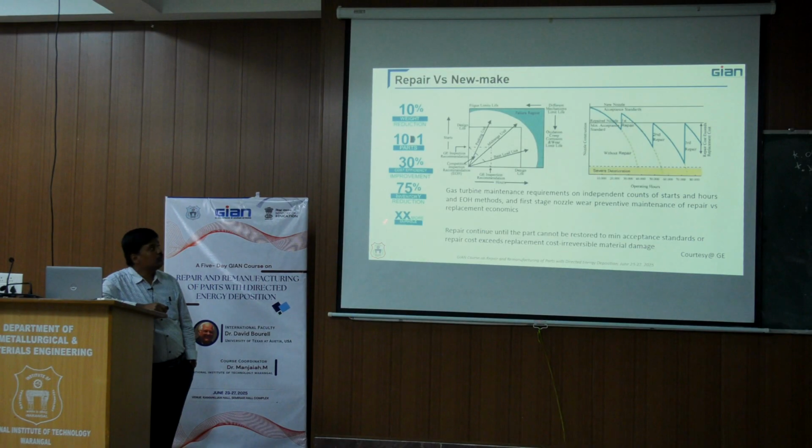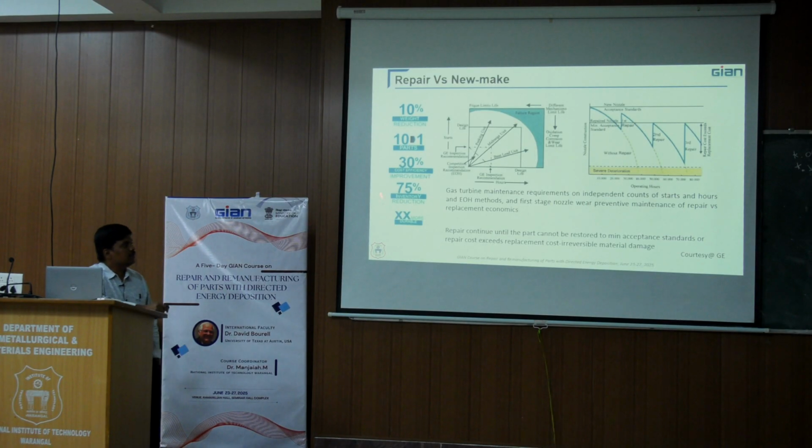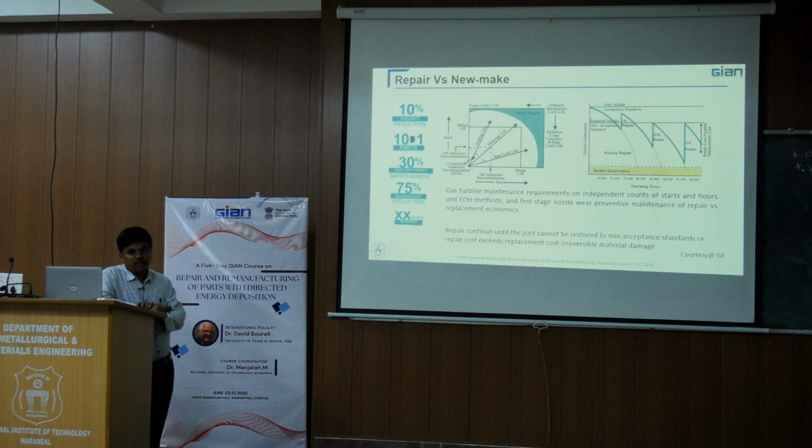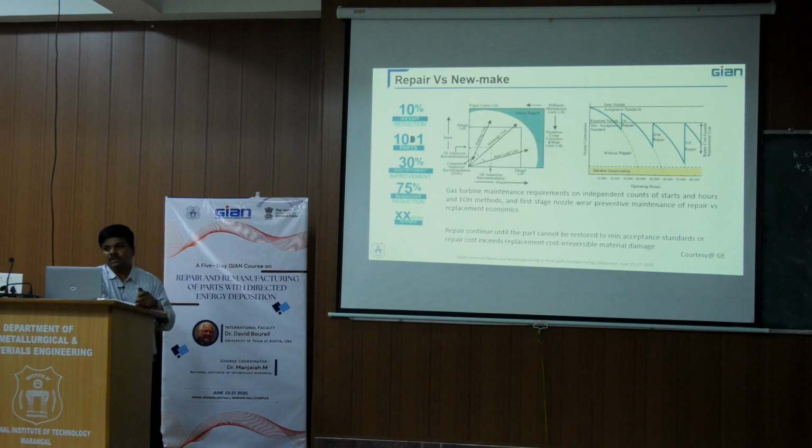means if you achieve a 10% weight reduction, from 10 parts to 1 part, or if you improve the efficiency by 30%, or make some kind of unit cost reduction by 75%, or maybe you are improving the durability of that product also. That's why it is required to decide whether we have to go for complete replacement of the part or repair the existing part. Repair will continue until the part cannot be restored to the minimum acceptance standards, or the repair cost exceeds the replacement cost. Then only we have to go for the complete replacement with new part manufacturing.